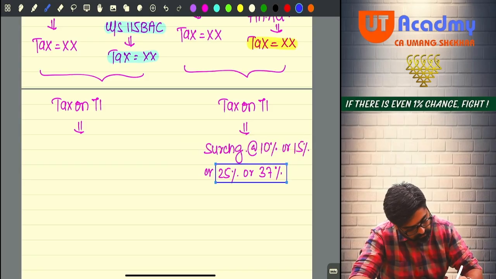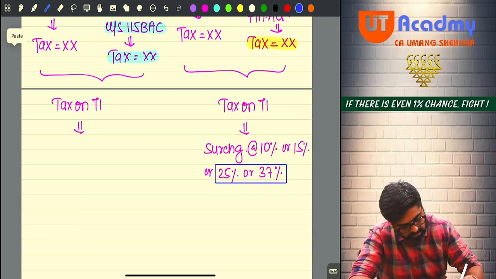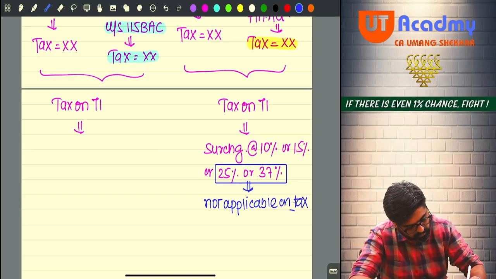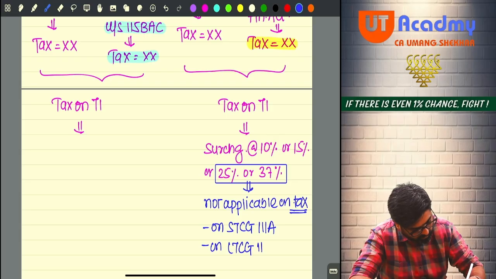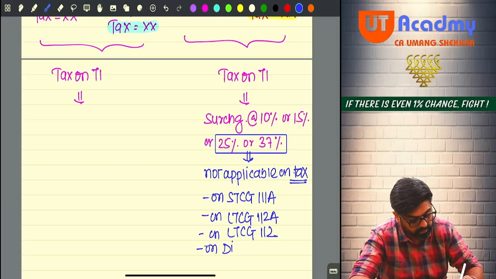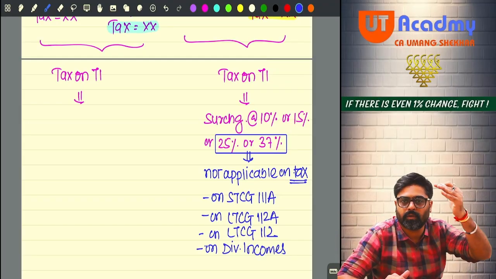Which I told you that time also, that this higher rate of surcharge is not applicable on tax which you have calculated on STCG 111A, on LTCG 112A, and on LTCG 112, and also on tax on dividend incomes. Yes or no? Did I tell you this? Yes, we all know that the higher rate of surcharge, 25% and 37%, is not applicable on these four taxes.